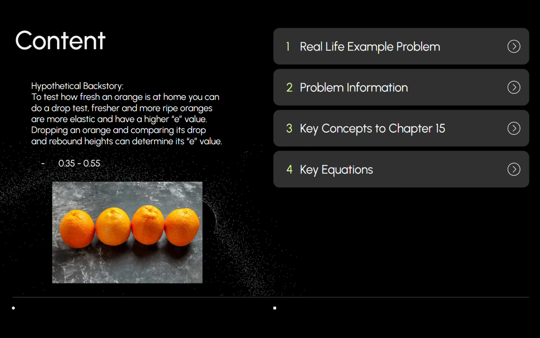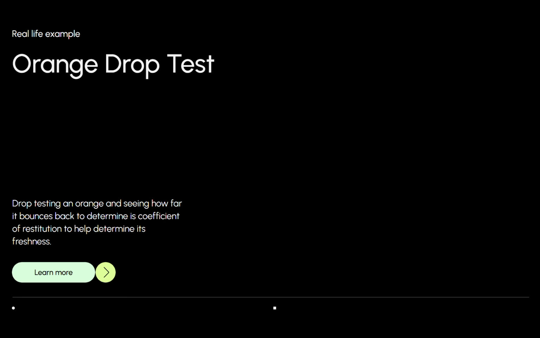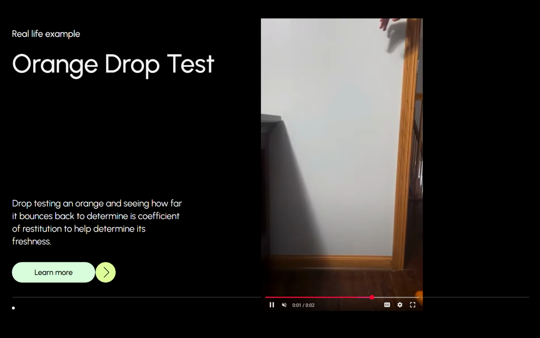Here's a short video of the actual orange drop test, showing when it's dropped, the moment of impact, and when it bounces back up.